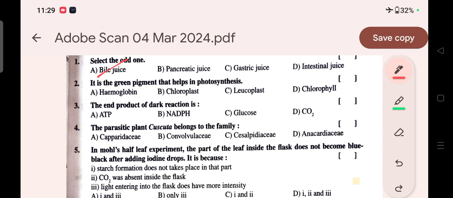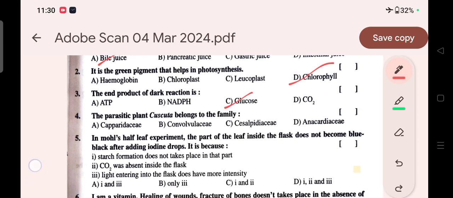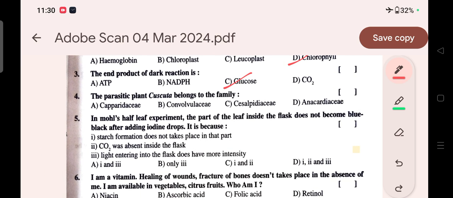It is the green pigment that helps in photosynthesis, chlorophyll. Option D is the correct. The end product of dark reaction, glucose is the correct. End product of the dark reaction. Light reaction end products are ATP and NADPH. The parasitic plant Cuscuta belongs to the family Convolvulaceae. Option B is the correct.